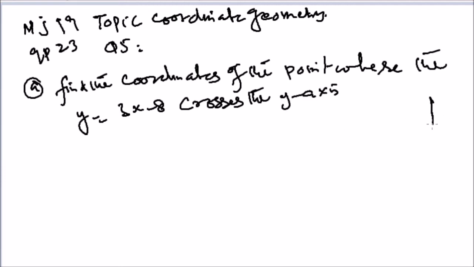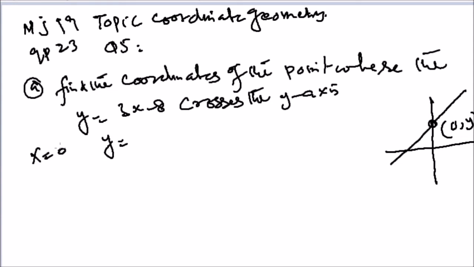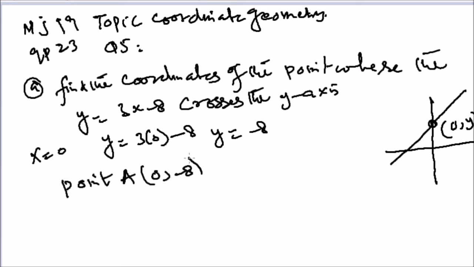This is just an example to show you geometrically. When the line is crossing the y-axis, suppose it's crossing the y-axis here, the x value will always be 0 here, and some value will be coming there for y. So the main thing is, when the line is crossing the y-axis, the x value will be 0. So put x as 0 here. So 3 into 0 minus 8, so y is equal to minus 8. The point is, let's say, point A, 0 and minus 8. That's point A. 1 mark for this.